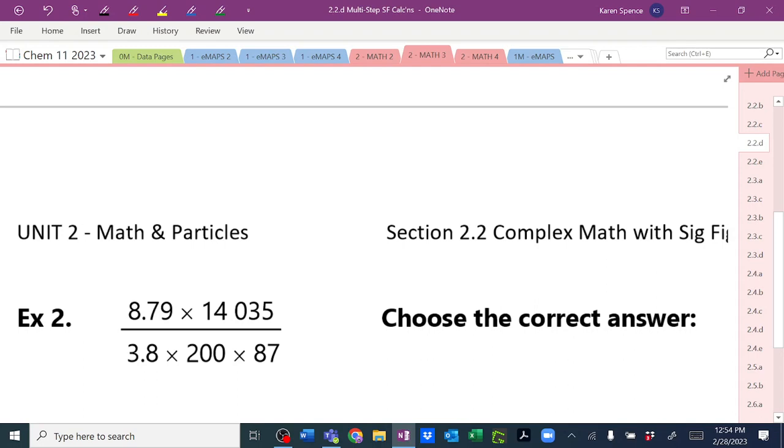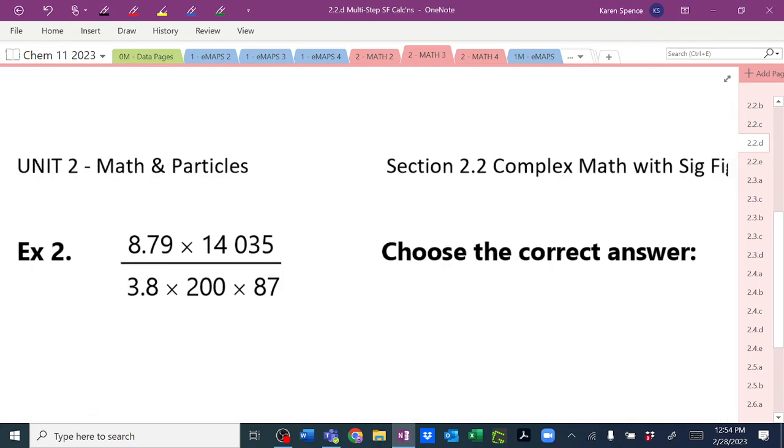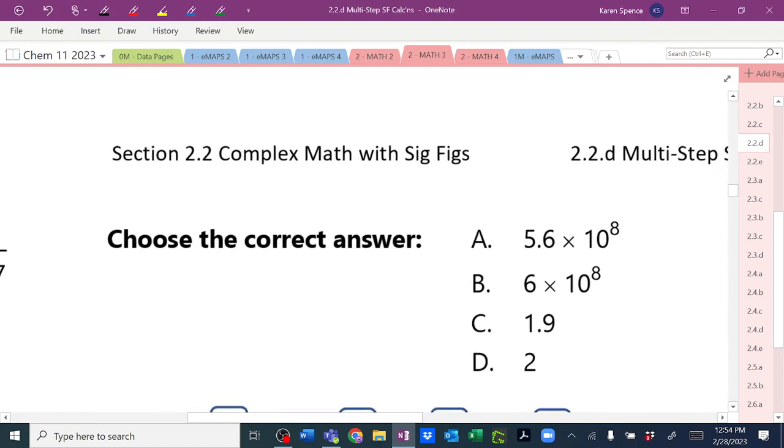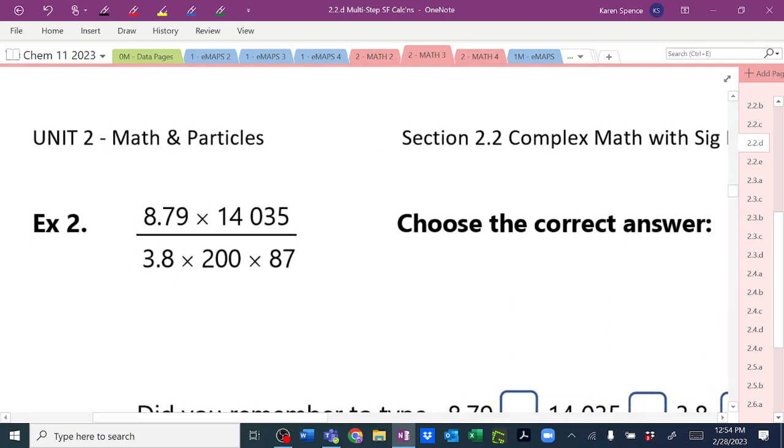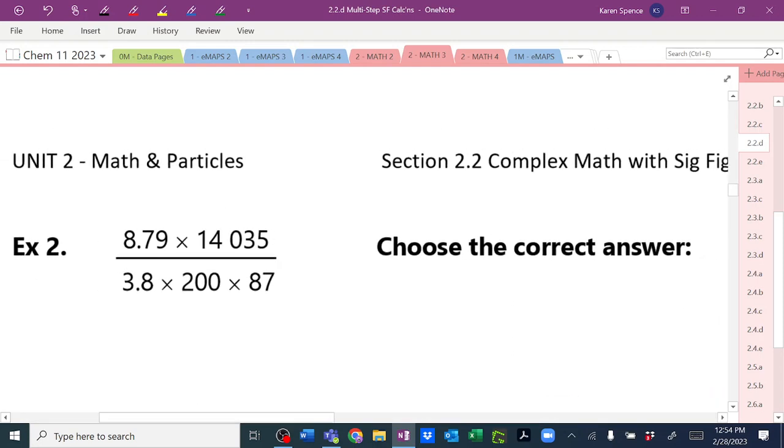Next page. I would like you to plug this into your calculator and see what you get. Then you're going to choose your answer from A, B, C, or D. And if you don't have a calculator, there are some right here that you can borrow.